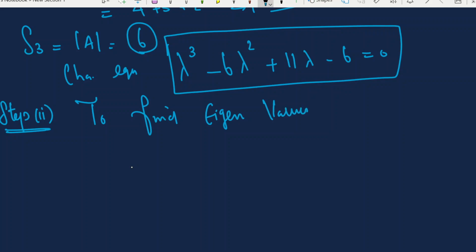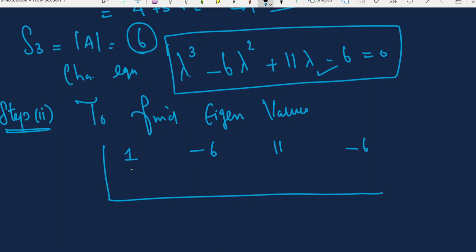So this is our cubic equation. First we should reduce this cubic equation to quadratic form by using synthetic division. For synthetic division, write the coefficients of lambda. The lambda cube coefficient is 1 and the lambda square coefficient is minus 6. The lambda coefficient is 11 and the constant term is 6.